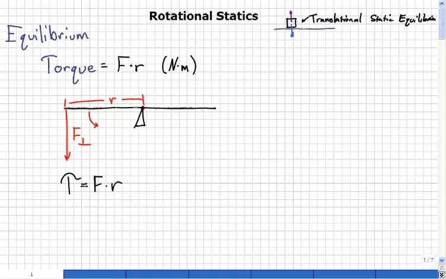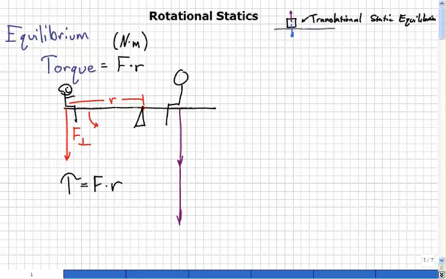Now, in static equilibrium, what you end up getting is, for instance, maybe this force here is applied by an individual's weight. Now, to balance this out, if a bigger person wants to play teeter-totter with this smaller person, then the bigger person has to sit closer in because they have a greater weight. And in rotational static equilibrium, the sum of the torques has to equal 0.